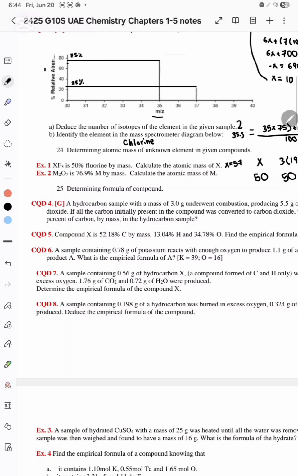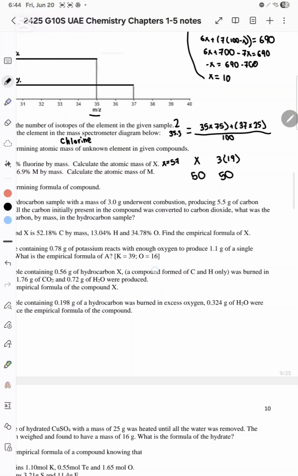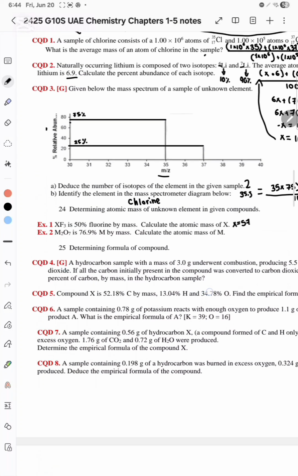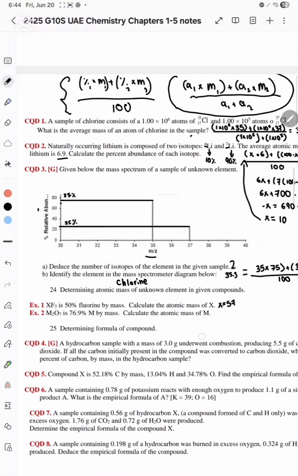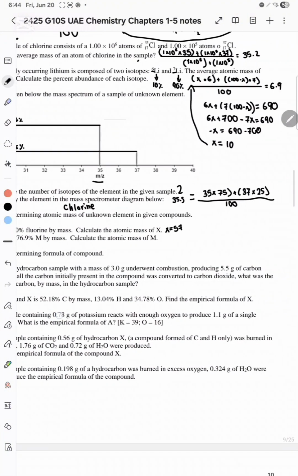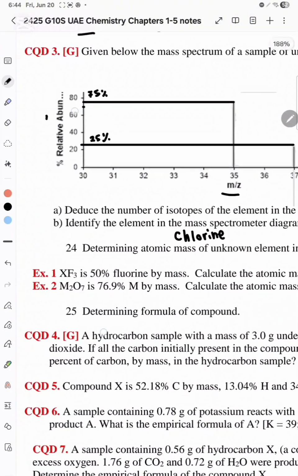Now, M2O7 is 76.9% M by mass. We don't know metal M. Calculate the atomic mass of M. Now I'm going to delete this so we have a space to solve. This is almost the exact same thing. It's just now we have, why is it not zooming? Oh my gosh. Zoomed.